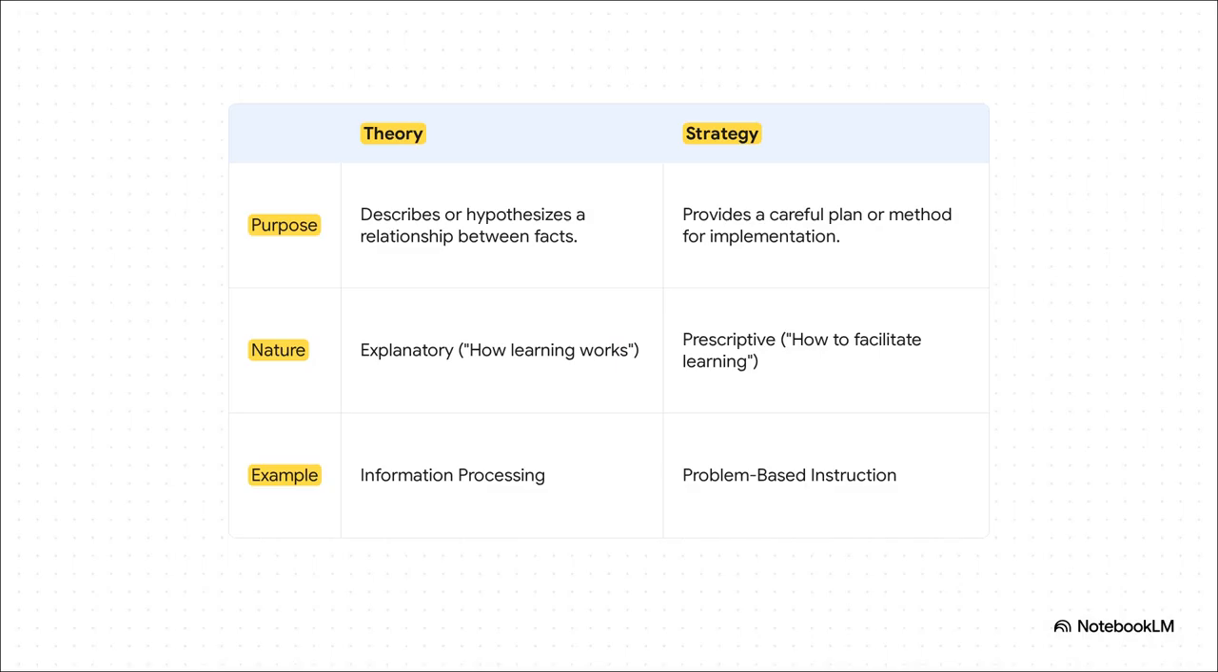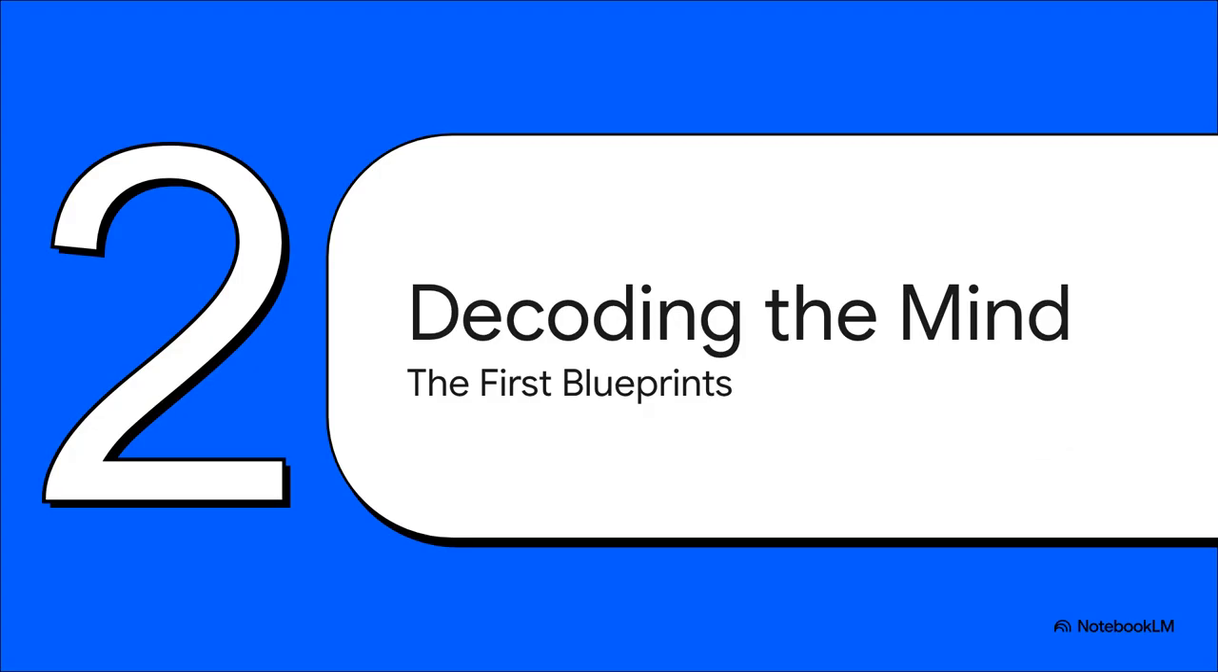And that brings us to a really crucial difference we need to get straight. Theory versus strategy. Think of it this way. A theory is the why. It's trying to explain how our brains even work when we learn. It's like the blueprint. A strategy, on the other hand, that's the how-to. It's the step-by-step game plan for actually making the learning happen. So one explains, the other prescribes. Big difference.